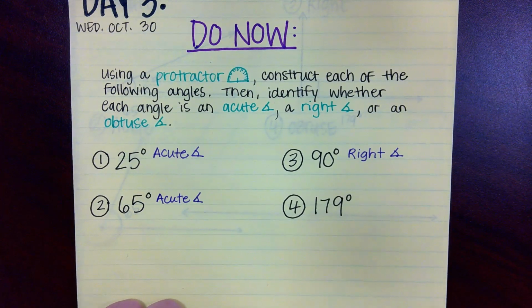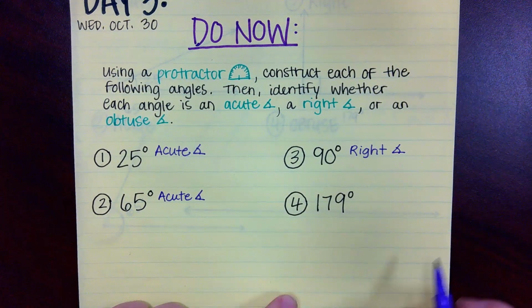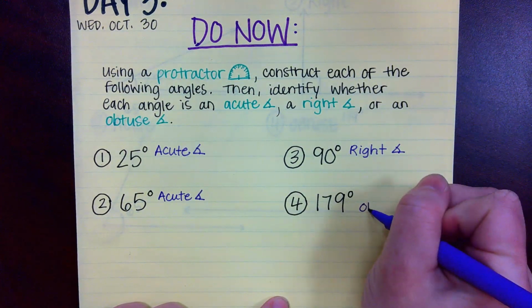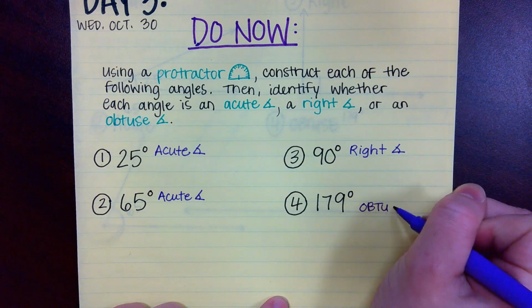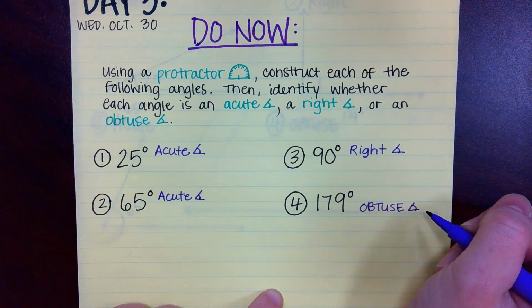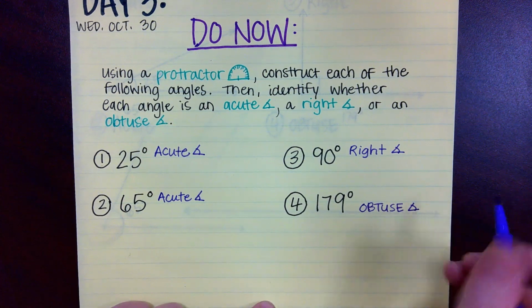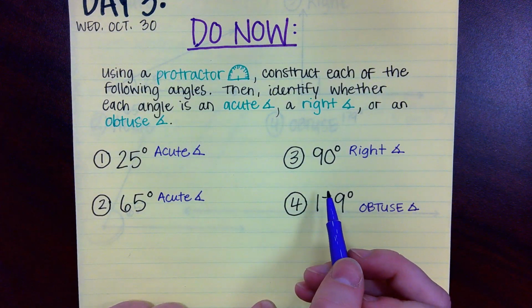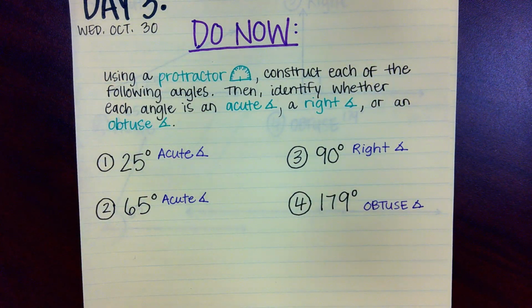And how about our last one, 179? Obtuse. Very good. Obtuse is what kind of angle? How do we describe an obtuse angle? It measures more than what? 90 degrees. Good. Okay, let's draw these now.